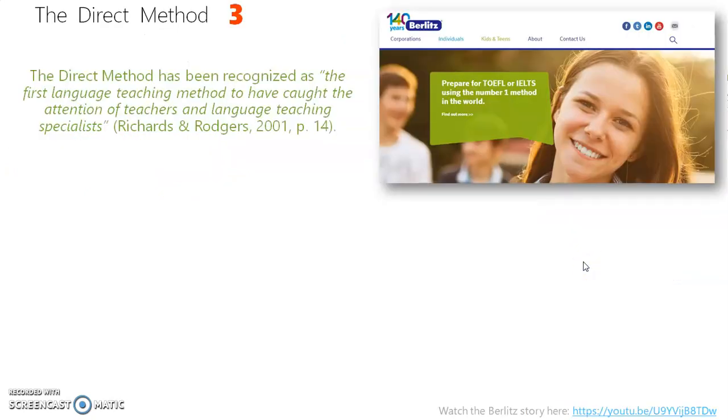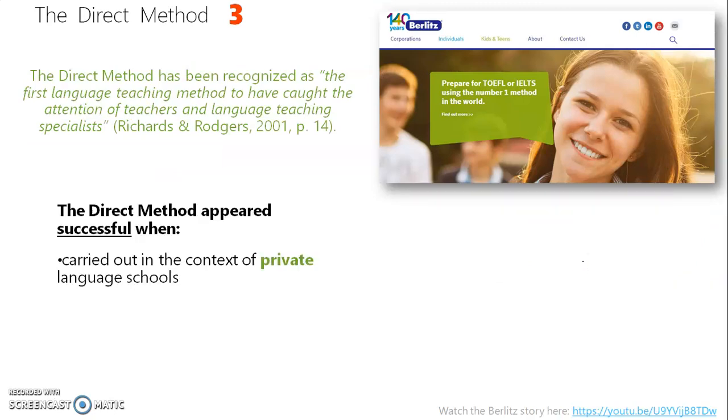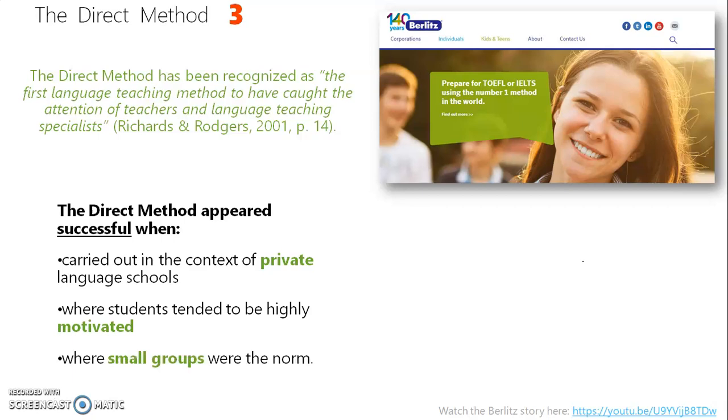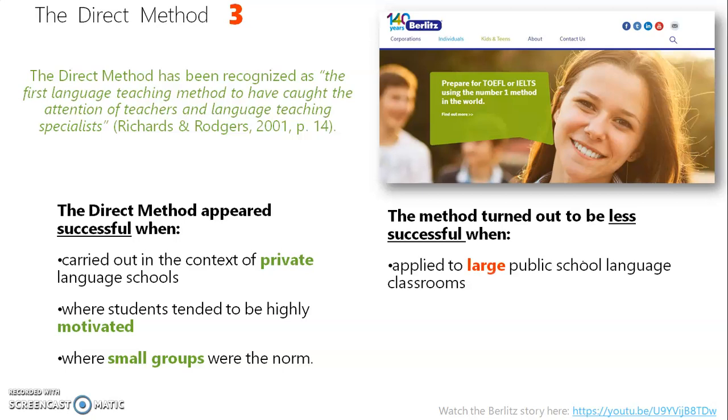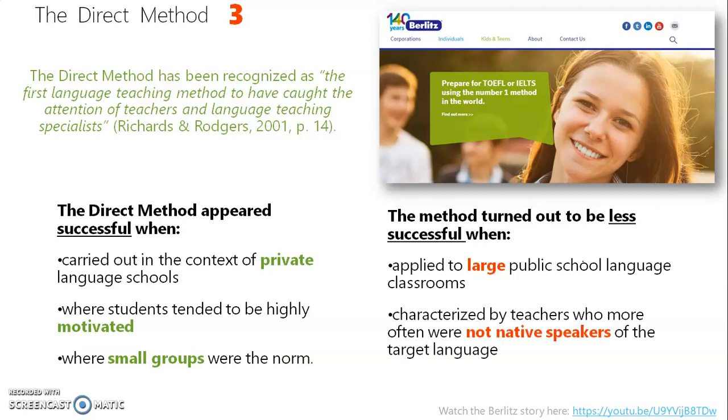Now, the direct method proved to be successful when it was used in private schools, whether elementary, high school, or intermediate schools or centers, and when the students were very motivated and there were small groups of people. However, it was less successful when it was applied in large public schools because it required a lot of activities and oral activities, and it was hard to do this in large classrooms, and when the teacher was not native. Why? Because it focused on the exclusive use of the target language.